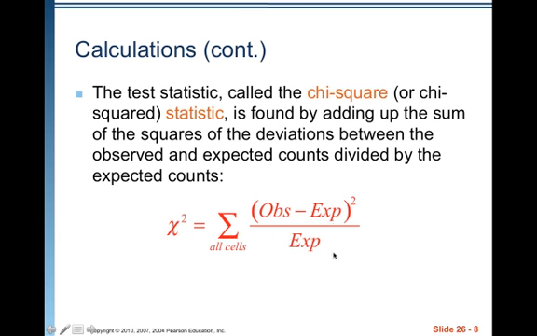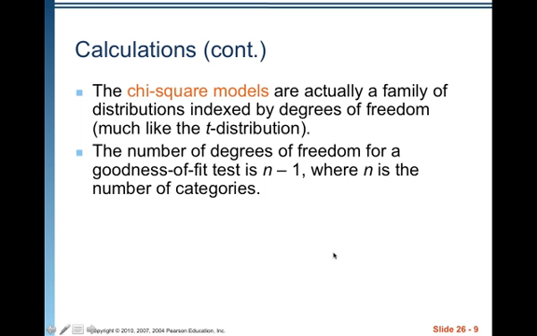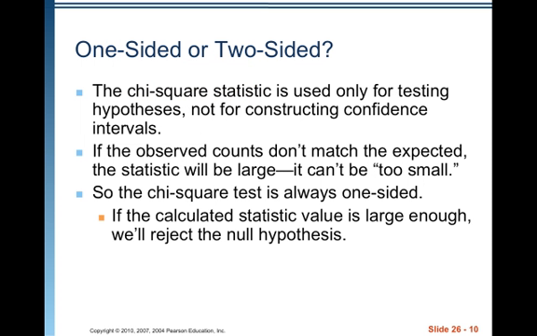The Chi-Sq models are actually a family of distributions indexed by degrees of freedom, much like the t-distribution. The number of degrees of freedom for a goodness of fit test is n-1, where n is the number of categories. Now this gets confusing because usually we use n as sample size, so just remember this. In fact, I would write it down as categories minus 1, or cat minus 1, because it's the number of categories minus 1, not the sample size minus 1. And people get confused on that all the time.